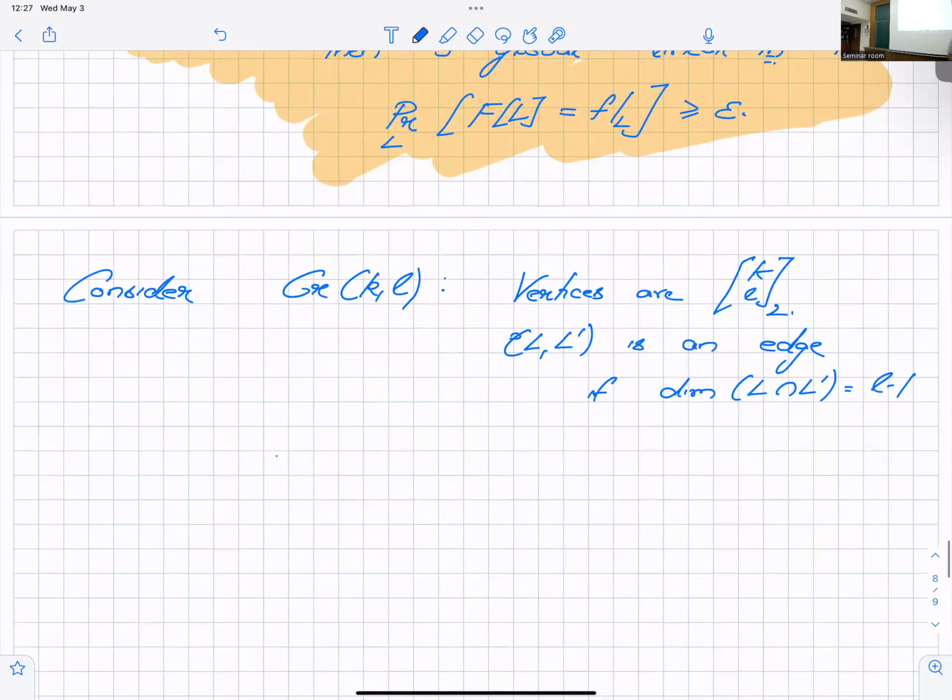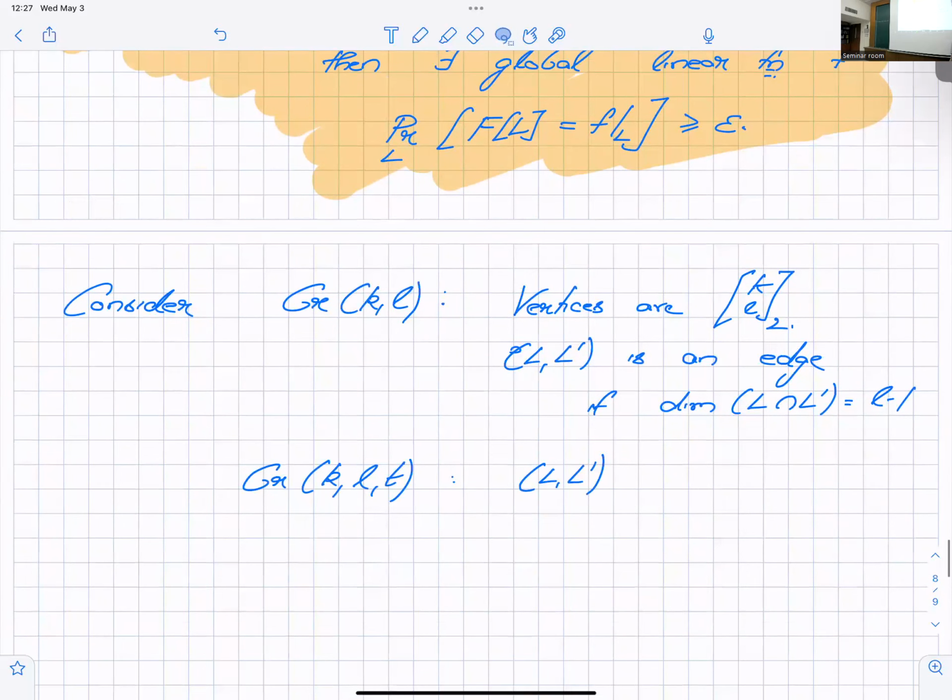Sometimes we more generally study Grassmannian KLP, which is the same thing. The vertices are the same, it's just that L prime is an edge if the dimension of L intersection L prime is 2. We'll sometimes consider this, but most times we consider only the GRKL. The point is this graph has really tiny sets that are non-expanding.